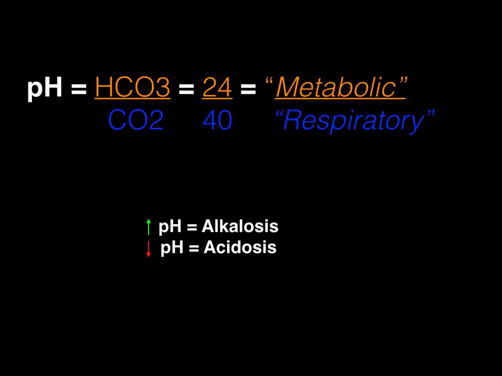Additionally, anytime we're dealing with changes in bicarbonate, we refer to that as metabolic, whereas anytime we deal with changes in carbon dioxide, we refer to that as respiratory. The other thing that you need to know is that when pH goes up, i.e. it's greater than 7.40, we call that an alkalosis. Likewise, when the pH goes down and it's less than 7.40, we call that an acidosis. Okay, so again, everything that you need to memorize is right here on this slide. It's simple, stare at it for a couple minutes and you'll be ready to go.